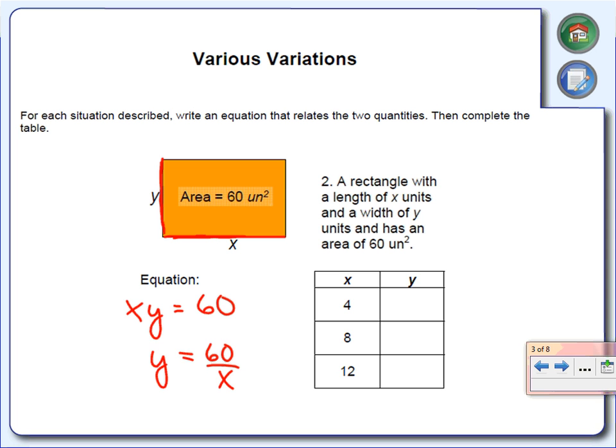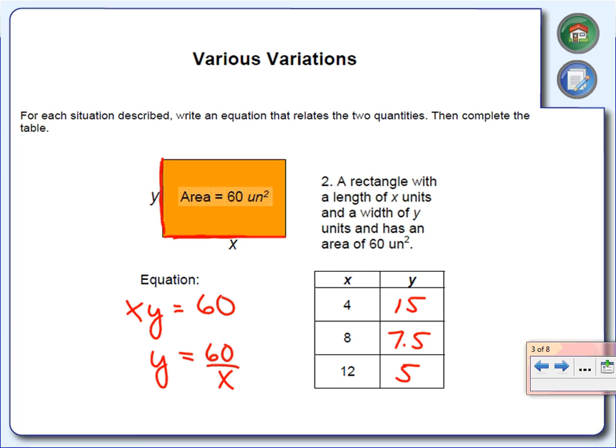So let's fill out the table. The x values, again, they represent the length. We're looking for the width. All right, so we have 4 for our length. What's 60 divided by 4? 60 divided by 4 would be 15. What if we had a length of 8? What's 60 divided by 8? 7.5. And what if we had a length of 12? 60 divided by 12 would give us a 5.